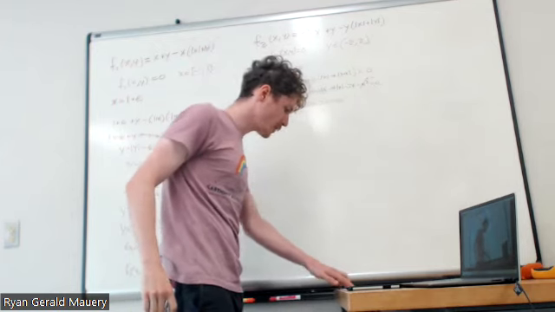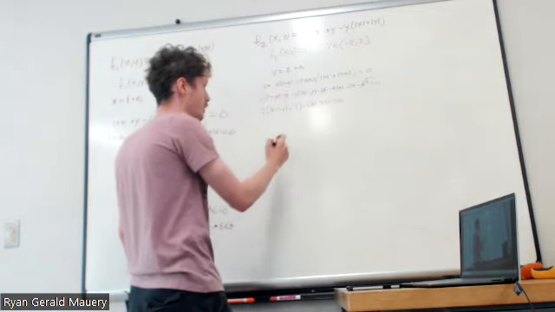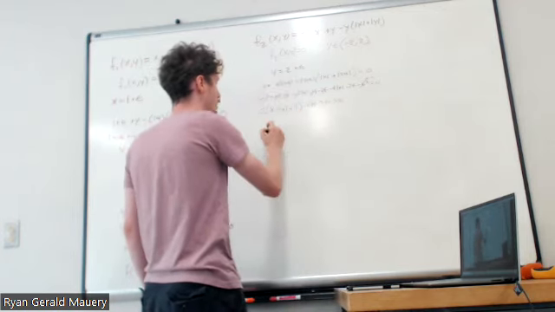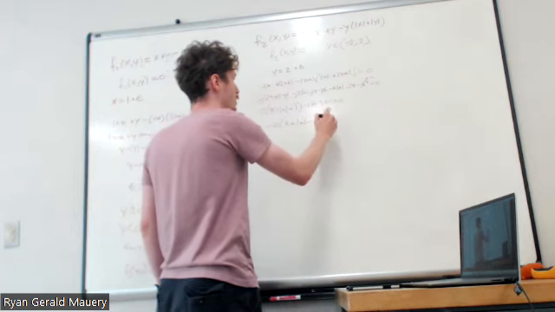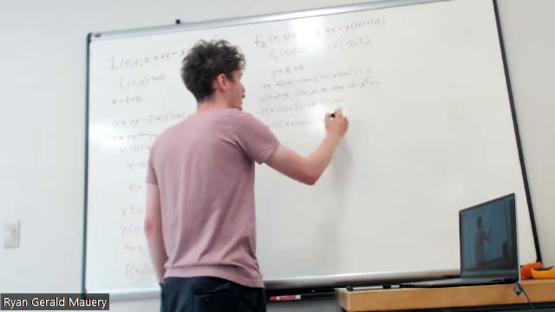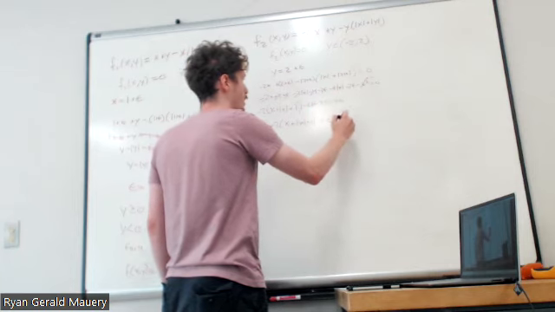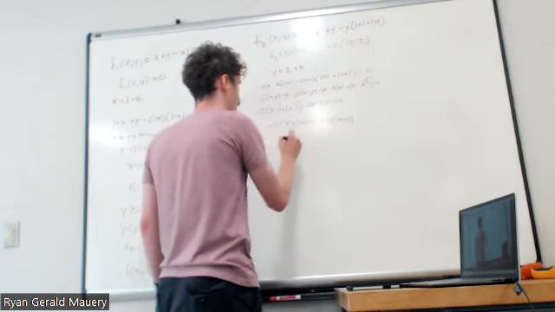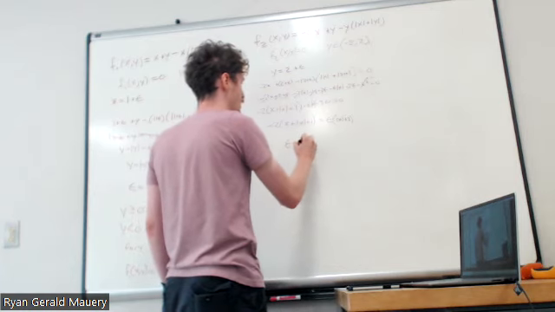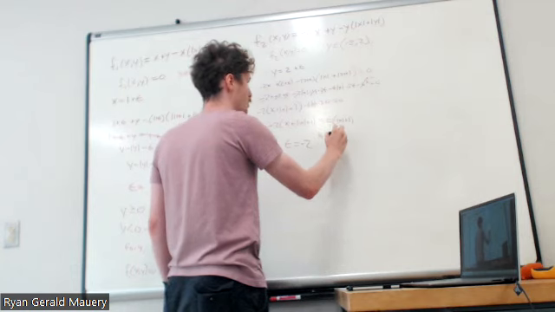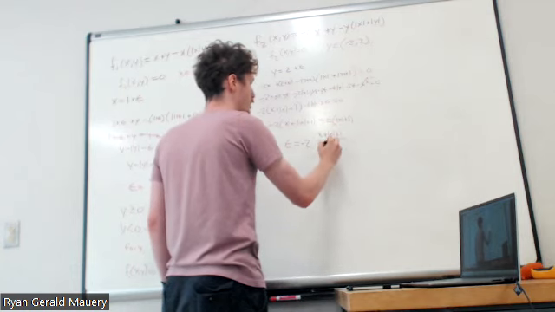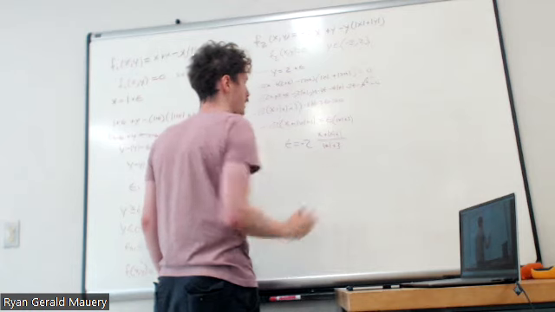Make sure I have everything. Yeah, cool. And then we'll just move this to the other side. We have -2 times x plus absolute value of x plus 1 equals epsilon. We'll factor this out. Absolute value of x plus 3. Then epsilon equals -2 times x plus absolute value of x plus 1 over absolute value of x plus 3.